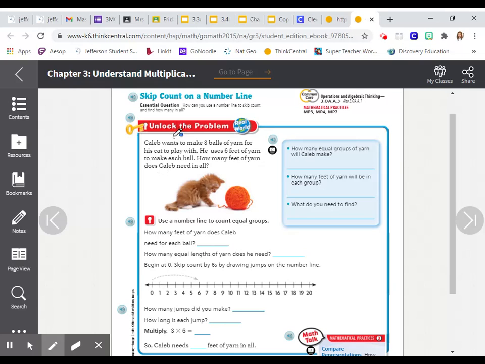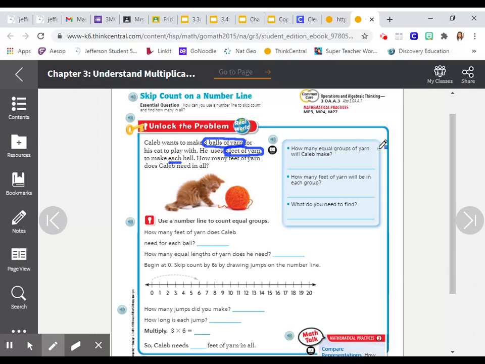I'm going to circle that he wants to make 3 balls of yarn. And I'm going to circle that he has 6 feet of yarn in each ball. So each is an important word here. So he's using 6 feet of yarn in each of the yarn balls, and he's making 3 balls of yarn.